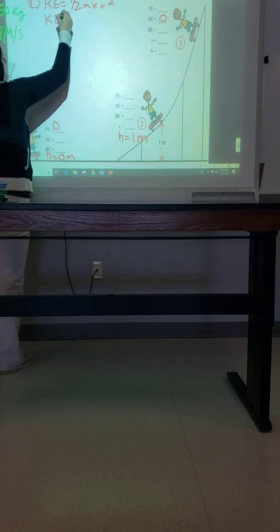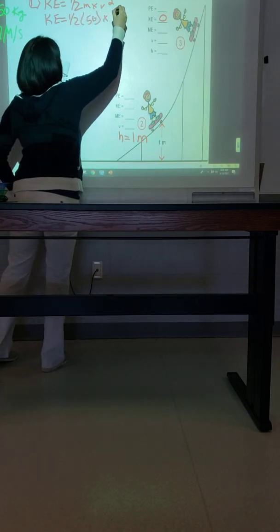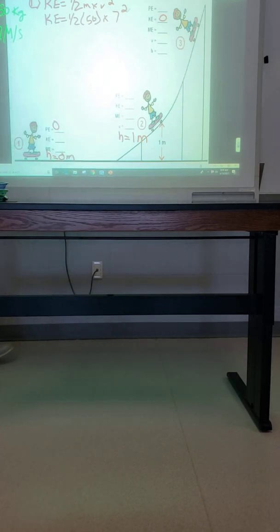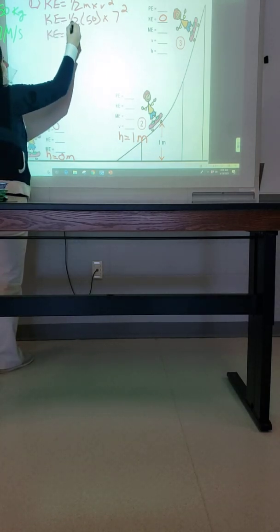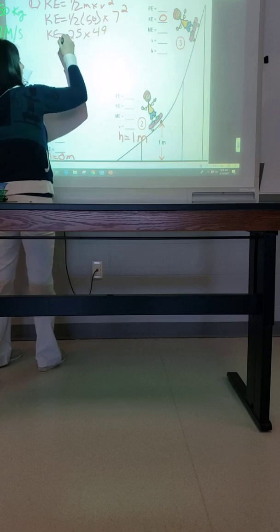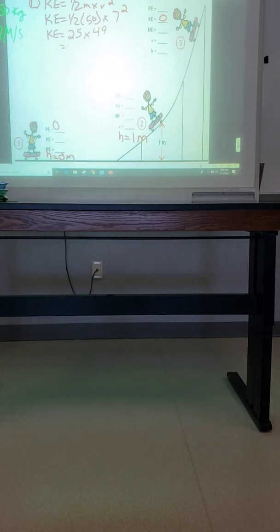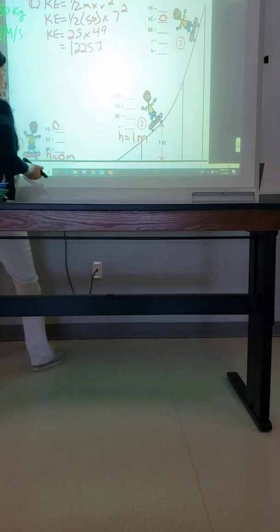So KE equals 1/2 of 50 times my 7 squared. Now I just get to start simplifying, okay? I can't do anything with KE. Half of 50 is what? 25. And then what is 7 squared? And when you multiply 25 and 49? 1,225. Thank you. 1,225. That's my kinetic energy.